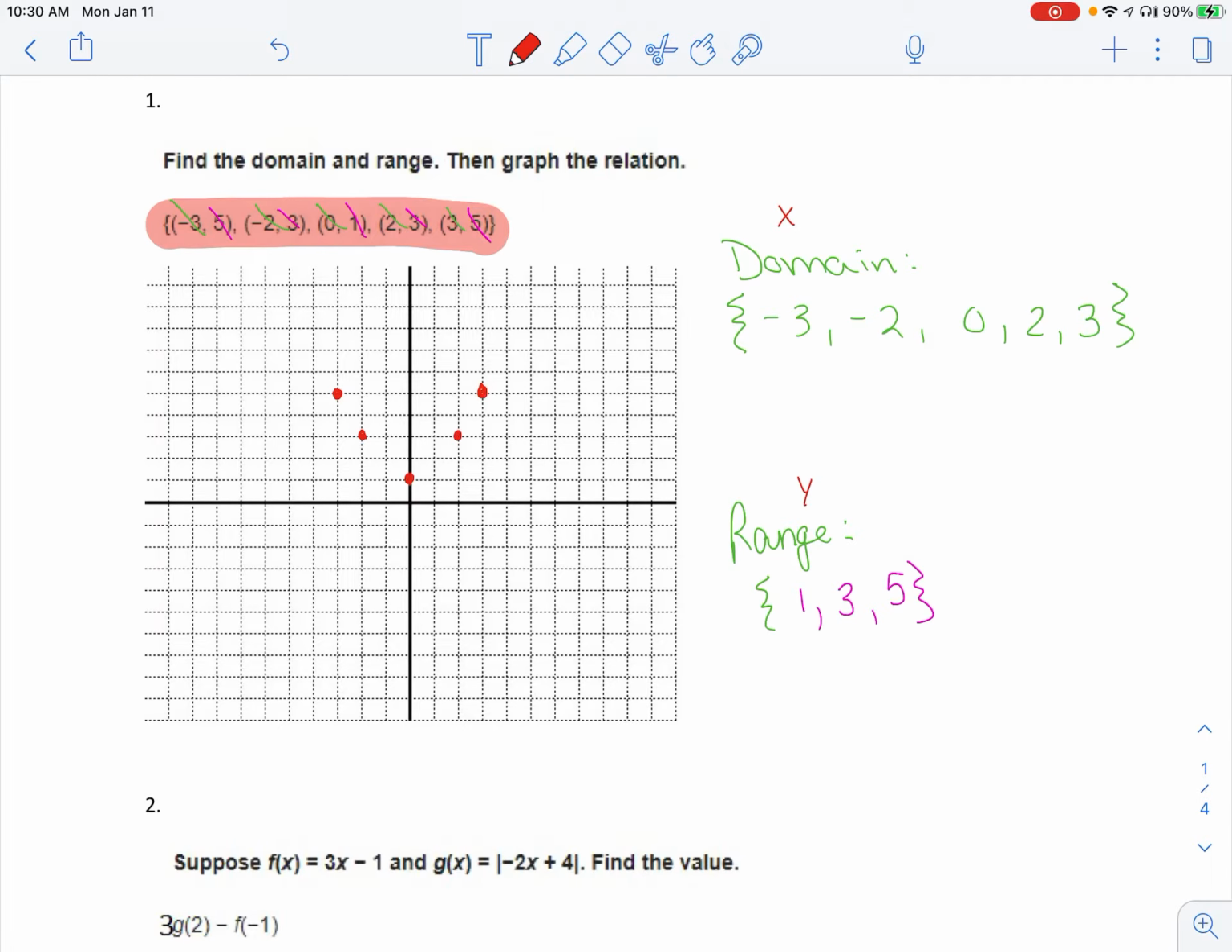And if you ever had a problem that said, is this a function? You would say, yes, this is a function. It passes the vertical line test because the vertical line will only touch once at each spot.